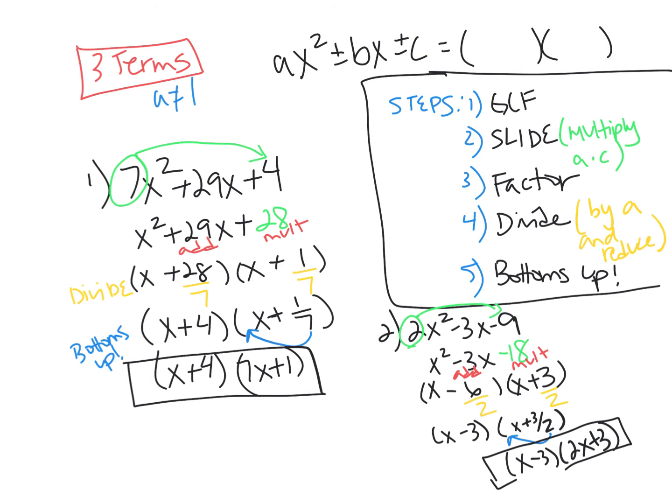So again, you can check your answer by FOILing out or graphing. x minus 3 times 2x plus 3 should graph right on top of 2x squared minus 3x minus 9. And that is factoring a quadratic when a does not equal 1.